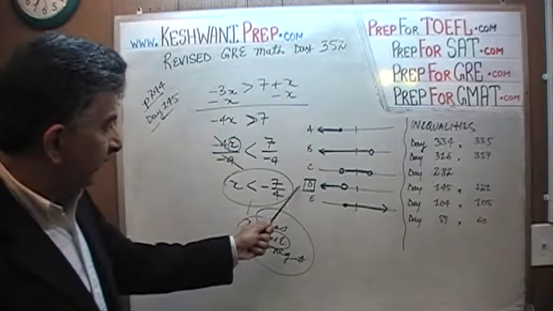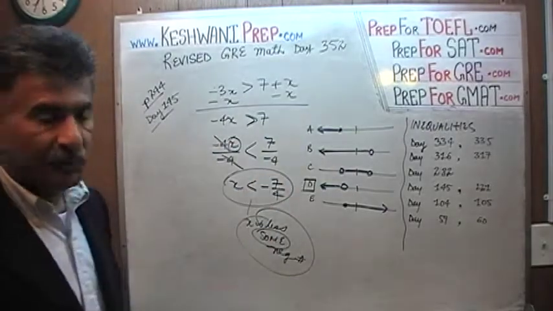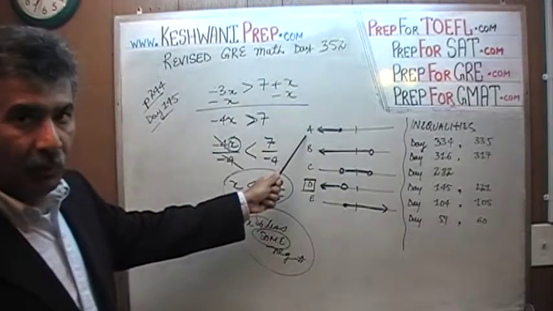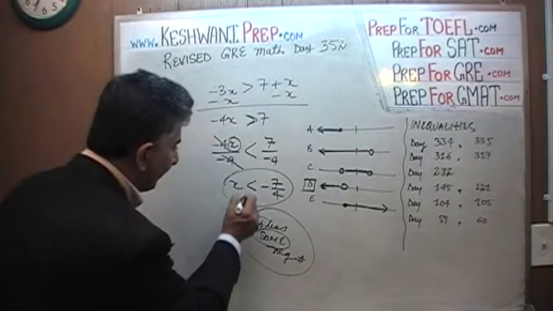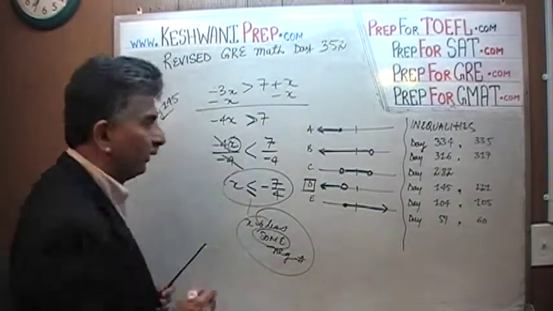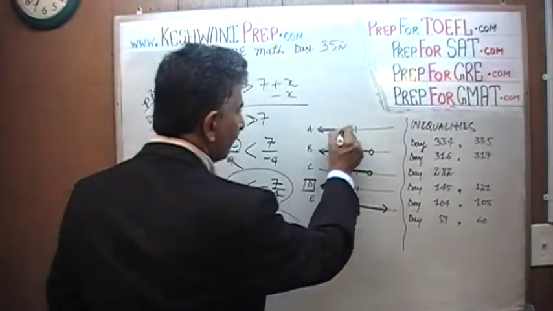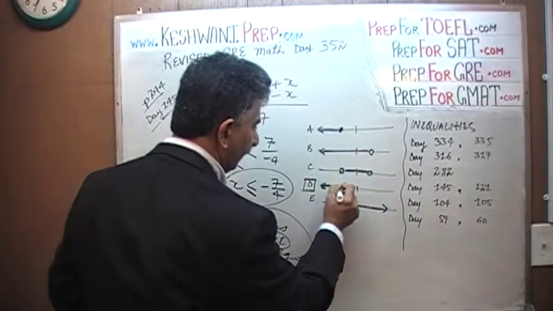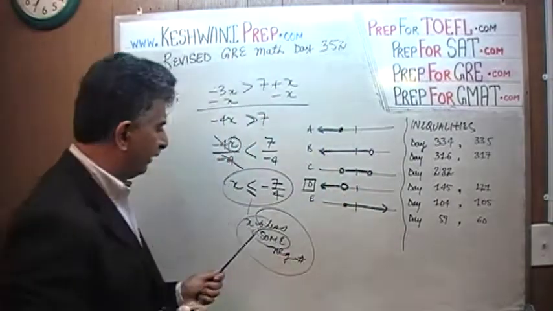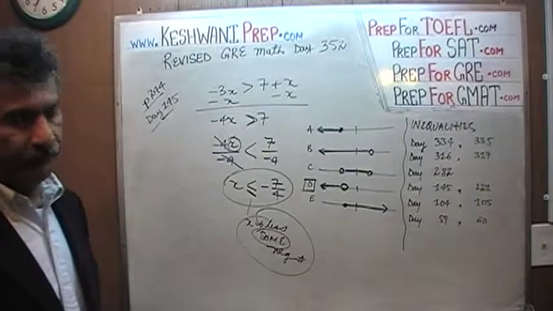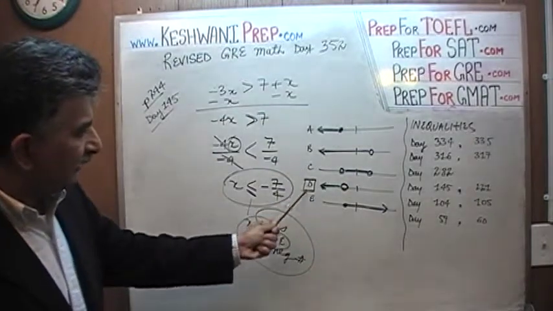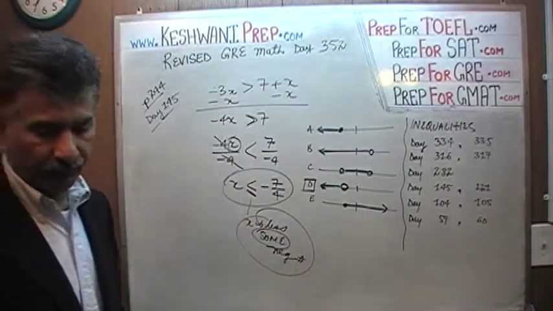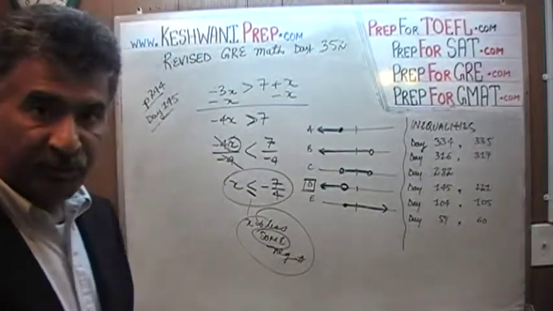Now what's the difference between answer choice D and answer choice A? Answer choice A would have been the right answer if it had said that x is less than or equal to, because you see this circle is closed. Here the circle is open, which means you can't include 7 over 4. That's the only difference. The correct answer here is D, not A. That's all. Let's do the next one, shall we?